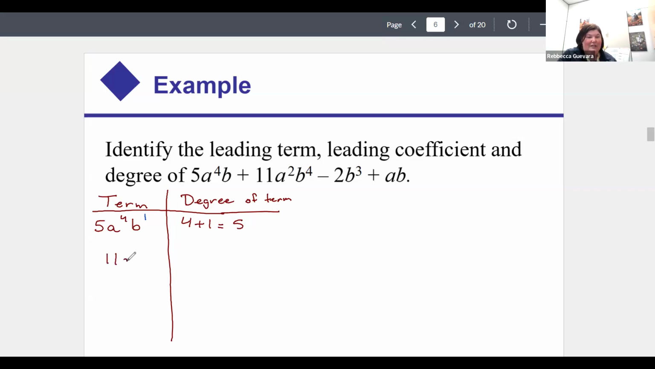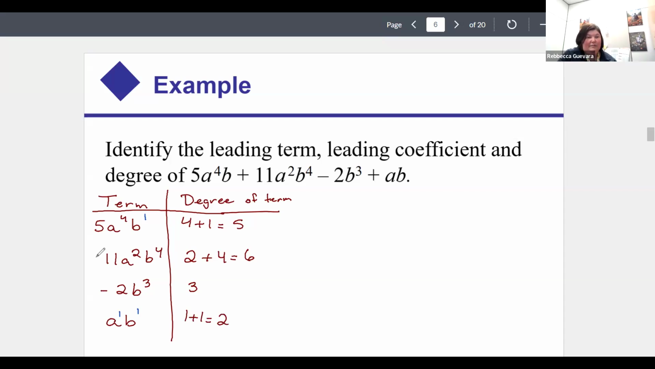Then we have 11 a squared b to the fourth. So we see we have a power of 2 and a power of 4, so that is going to be a degree of 6. Then we have negative 2b cubed. Well, that one's easy. We just have one exponent, so it's degree 3. And then we have ab. So once again, both of those have an invisible 1 on them. So it's just a 1 plus 1, so the degree of that last term is 2.